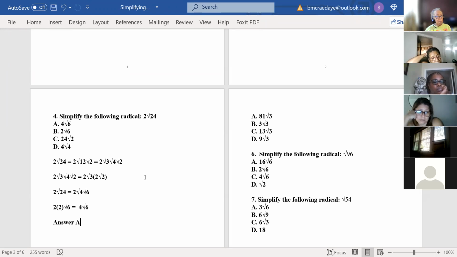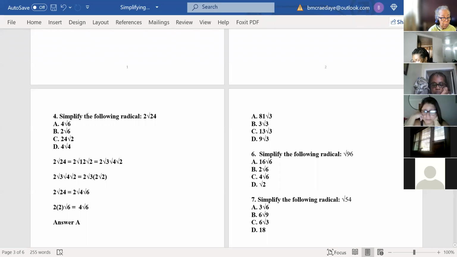So try to remember your perfect square root numbers, because that'll really help you in your factoring. So number 4 would be A. Number 4 would be A. Yes. Questions? No, Miss Barbara. Okay.